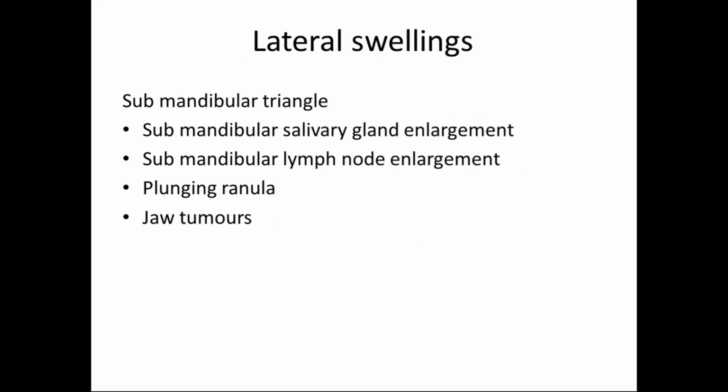Now coming to the lateral swellings. In lateral swellings, first from the submandibular triangle. You know what the major structures present in the submandibular triangle are, so what differential diagnoses occur? Obviously there will be the submandibular gland, so gland enlargement, and lymph nodes will be present. So lymphadenopathies, plunging ranula and jaw tumors. Nerve is also present. Neuromas can also occur, but it does not usually occur in that area and is very rare.